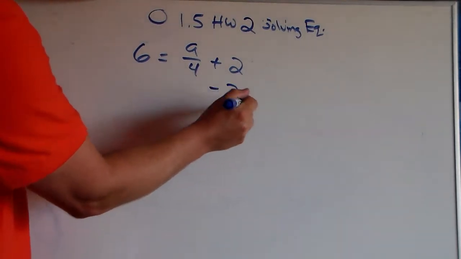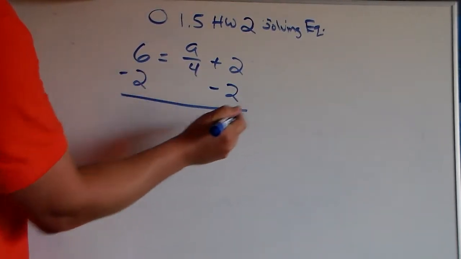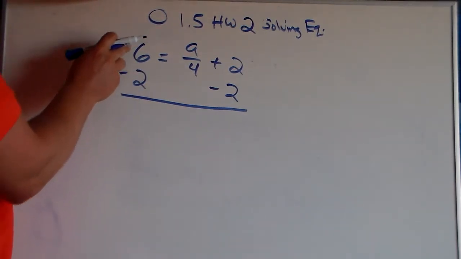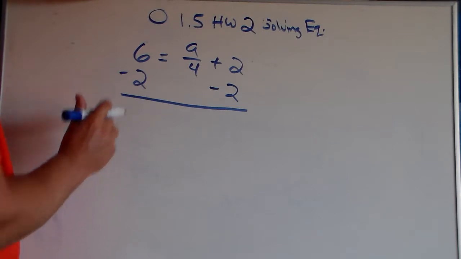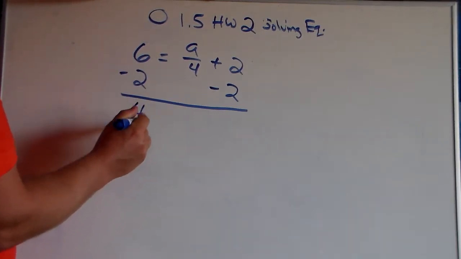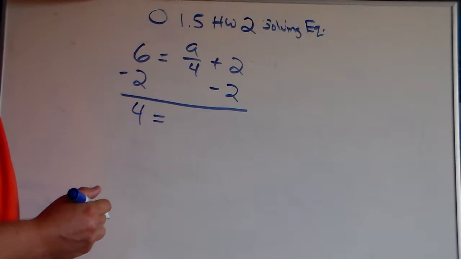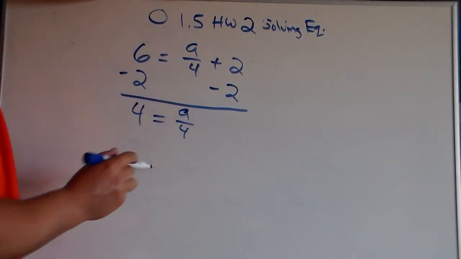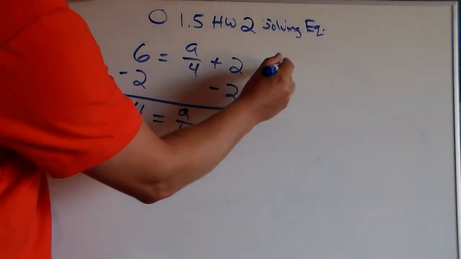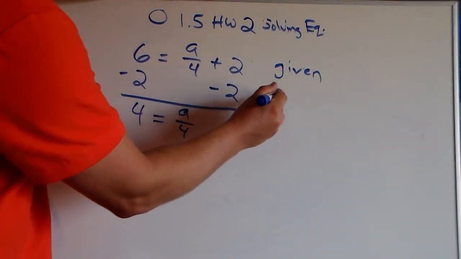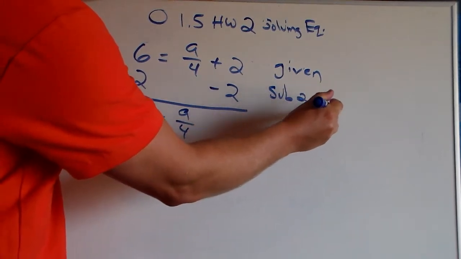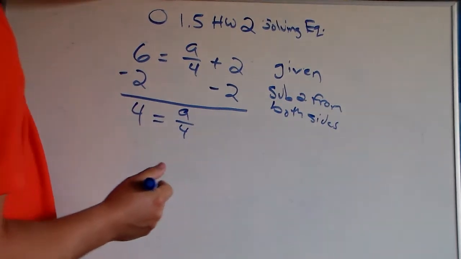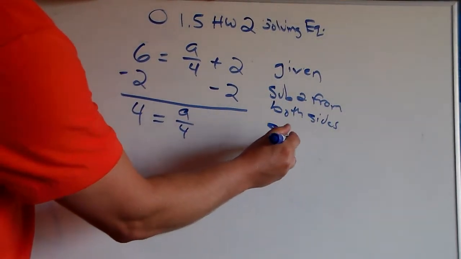We do that inverse operation stuff and subtract 2 from both sides of the equal sign. Notice that I put the negative 2 below the 6 because they're like terms. So 6 minus 2 gets us 4 equals a divided by 4. And a positive 2 and a negative 2, they cancel right out. This is the given. We subtracted 2 from both sides of the equation. We made it nice and pretty, we just simplified it.